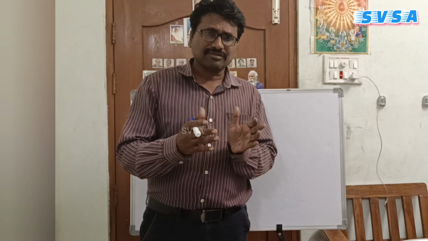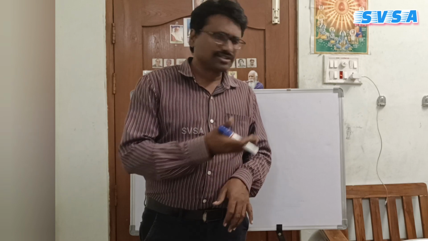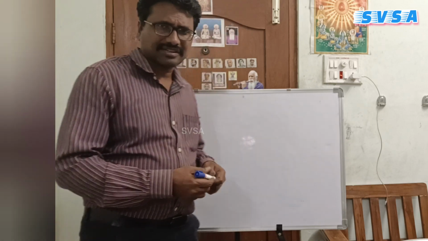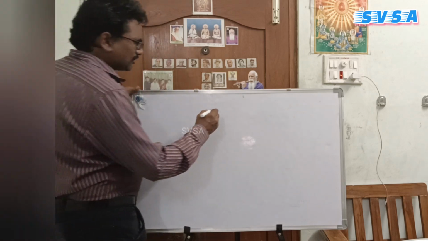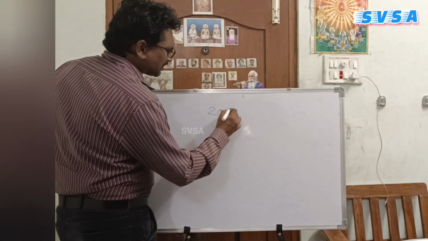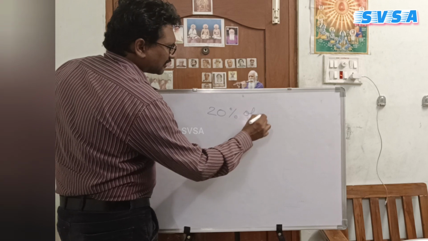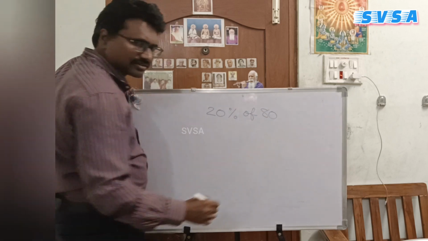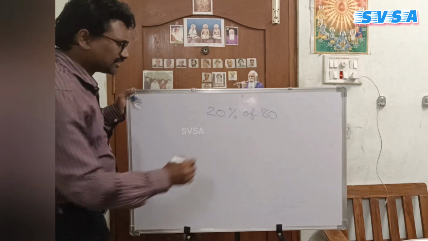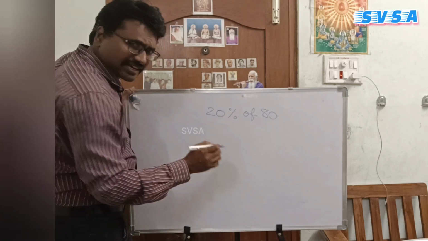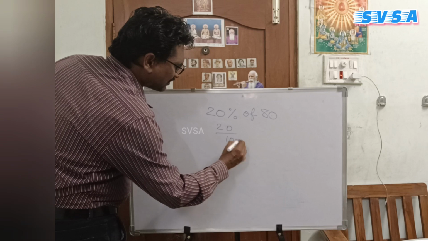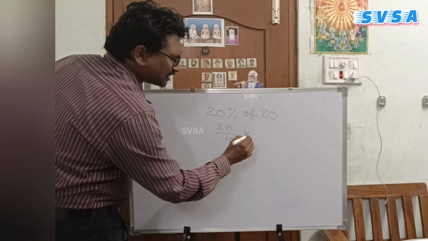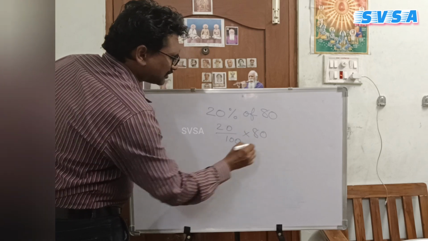How should we do this? Now I will show you on the board. Let us see. That is, 20% of 80 rupees. 20% of 80 rupees means, percentage means per 100. That is 20 by 100 into, of means into, 80.